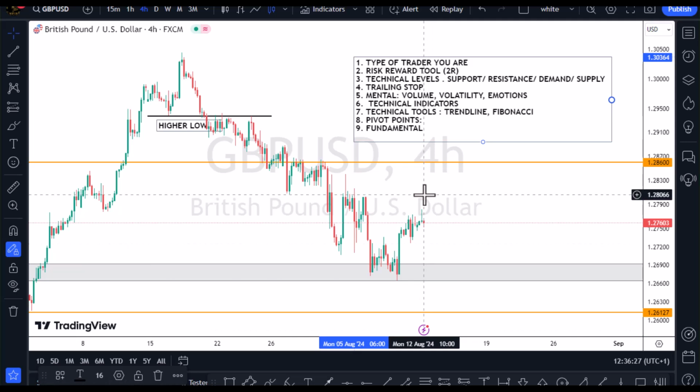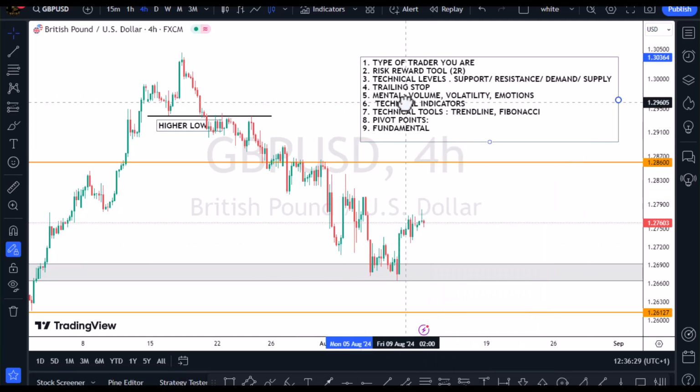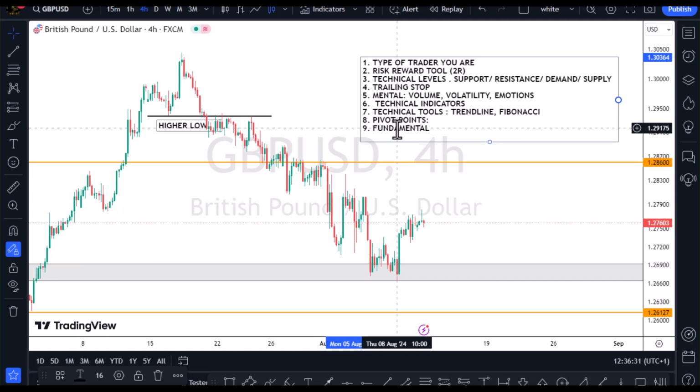So thank you guys. You can now take note of all this information right here. The type of trader you are: if you're a scalper, your take profit level, or your targets, will be different from a day trader. Likewise, it will be different from a swing trader, and likewise from a position trader.